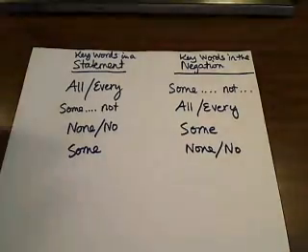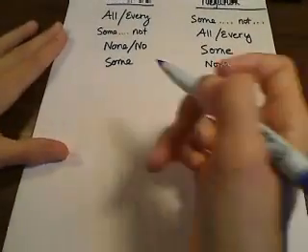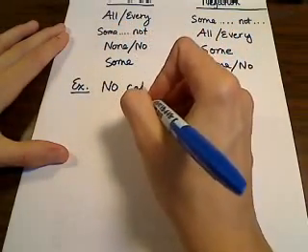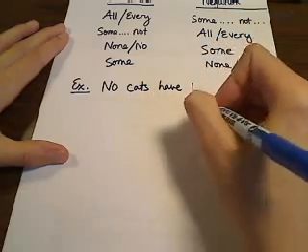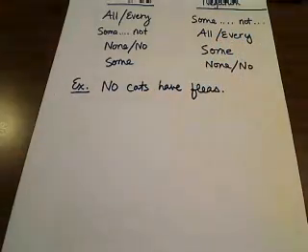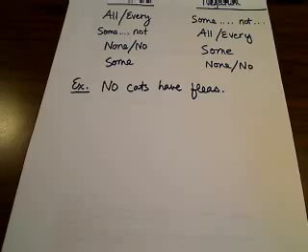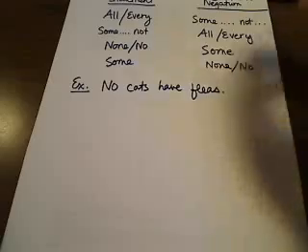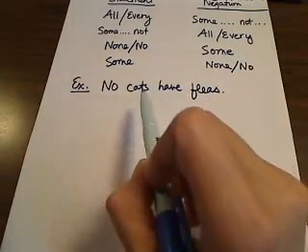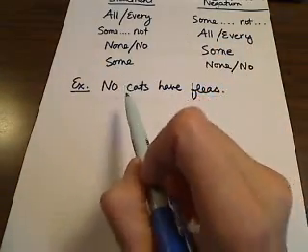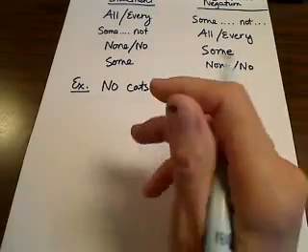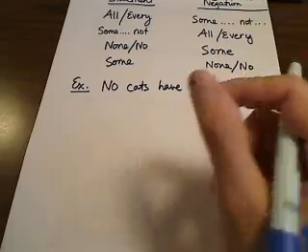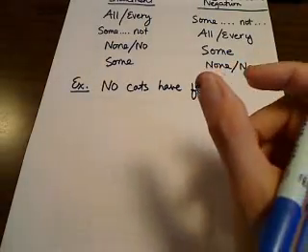Okay, let me give you an example here, and let's see if this will make some sense. Let's work with the statement, no cats have fleas. We could debate whether that's true or false, and obviously we know that's false. But anyways, if we're working with no cats have fleas and we want to negate it, you have to use the wording, it is not the case that no cats have fleas.